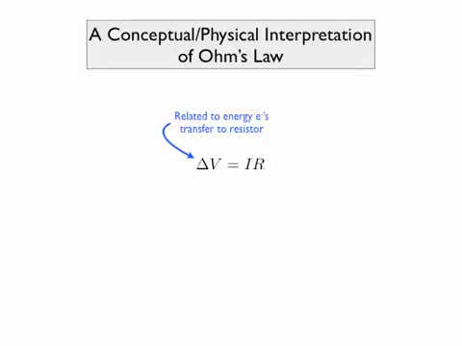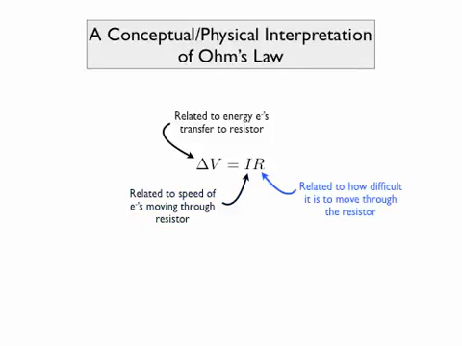So delta V is related to the energy that the electrons transfer to the resistor. So as the electron moves through the resistor, the electrons lose some energy. That energy is transferred to the resistor, and how much energy gets transferred is related to delta V. The current is related to the speed of the electrons as they move through the resistor. So there are many electrons traveling through the resistor. They have some average speed, and that average speed is related to the value of the current.